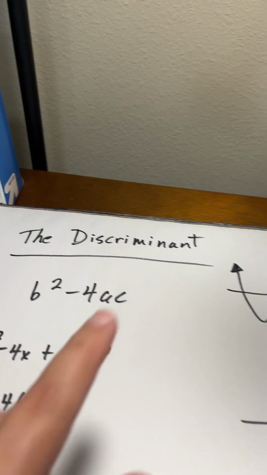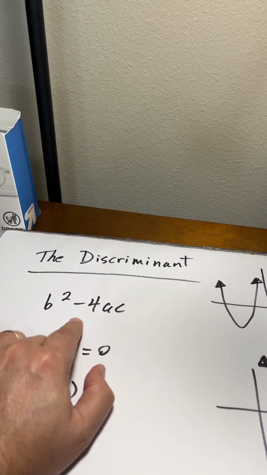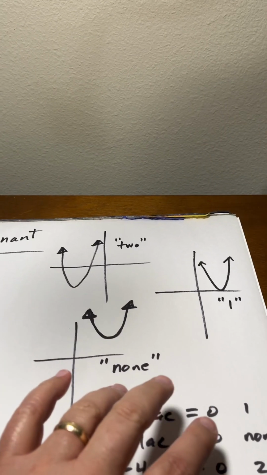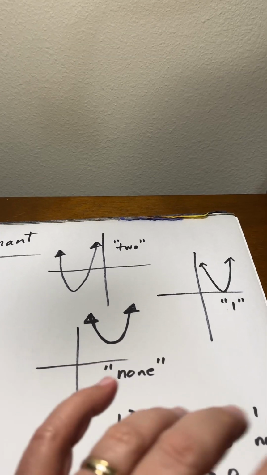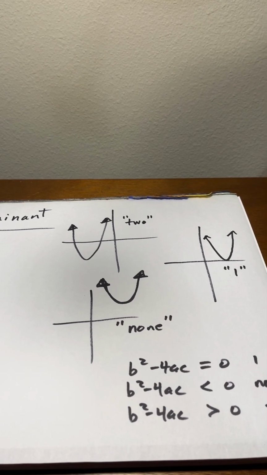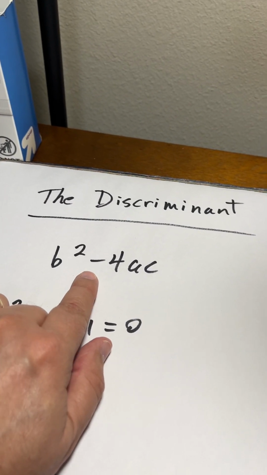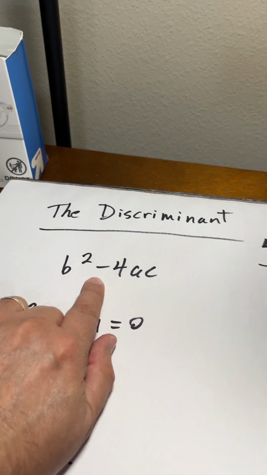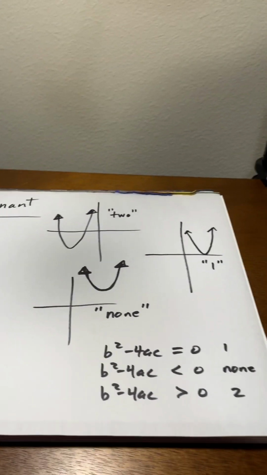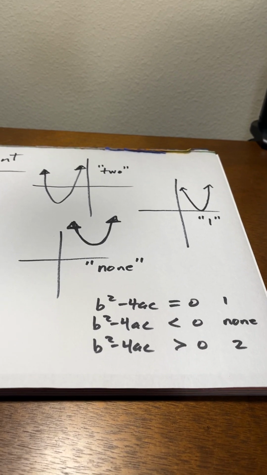But this is the discriminant. So the discriminant is a shortcut way, not of finding the solutions, but finding how many solutions and what kind of solutions you would have if you did the entire quadratic formula. I hope you noticed that this is the portion of the quadratic formula that is underneath the radical. And that determines what kind of solutions you have and how many you have.